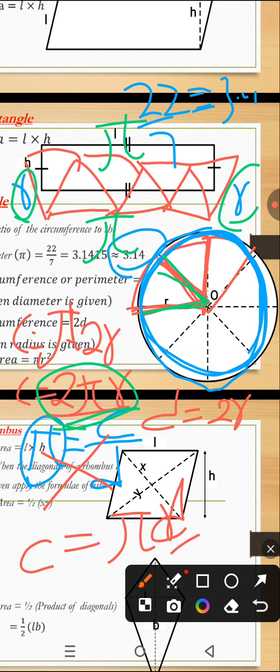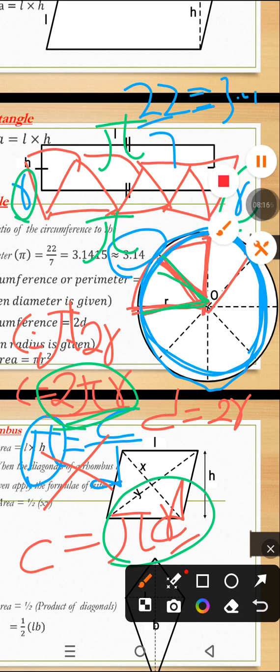So that's the formula for finding circumference. When r is given to you, radius is given to you, apply this. When diameter is given to you, you can apply this one, pi d. This is how circumference or perimeter of a circle came about. So it's as simple as ABC. All right.